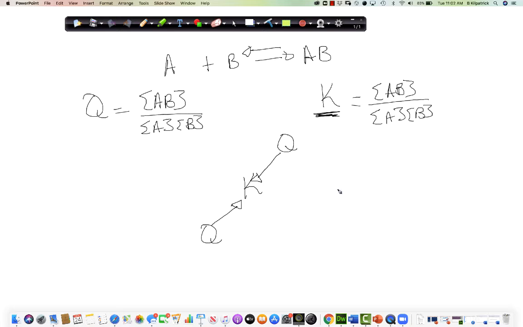So when we're trying to decide if a reaction is going to happen, whether it goes in the forward reaction or the reverse reaction, we always compare Q to K if we have those values to do so.